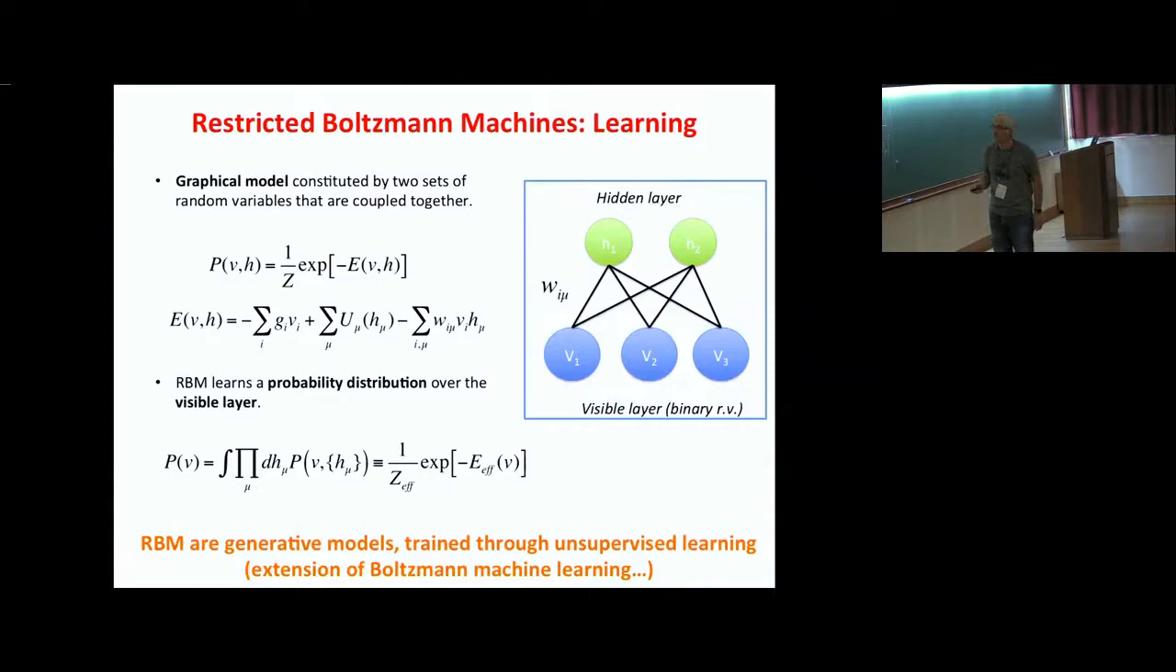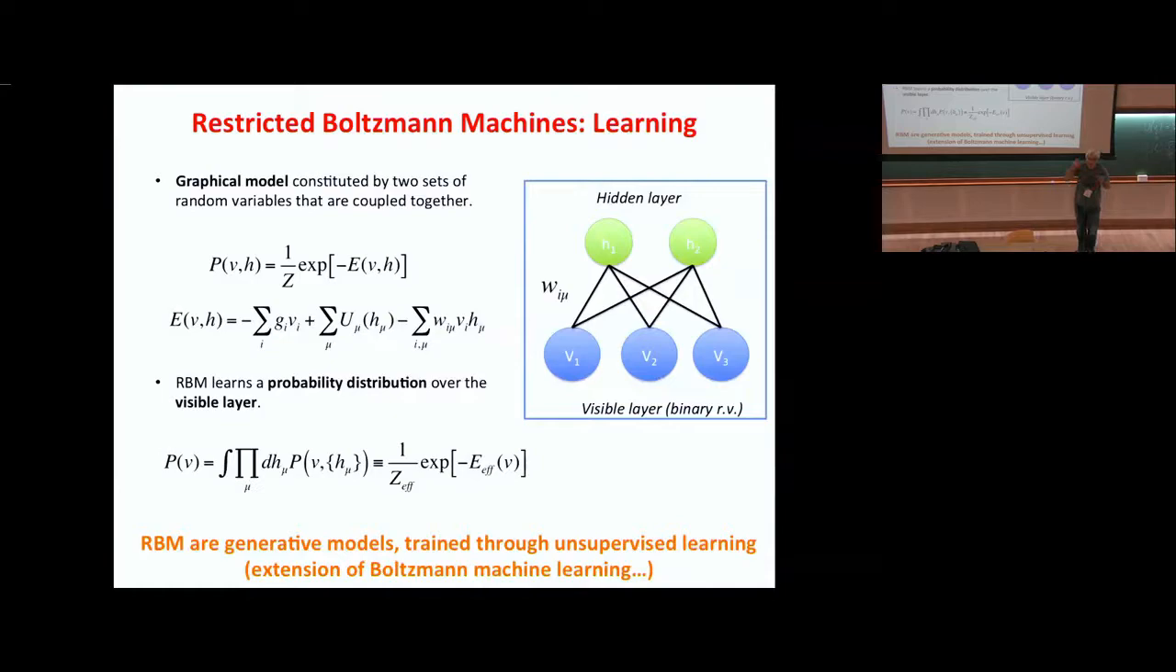Okay? So, that's a machine. Is it clear for the definition? And now, the hope is that if you do that, then you will extract parameters here, which will actually build representation which are interesting. That means each time you present some visible configuration here, it will compute some hidden configuration which is interesting. So let's see what that means.